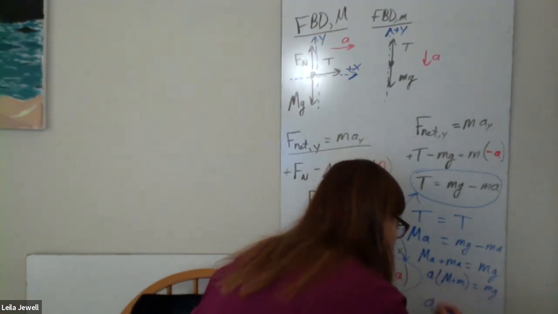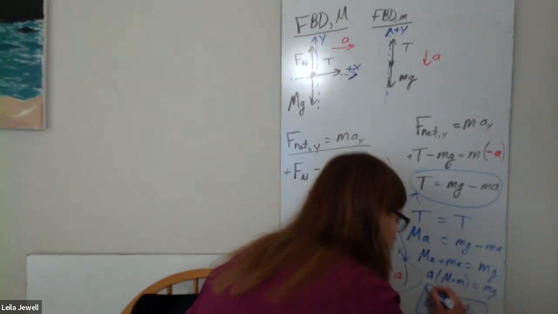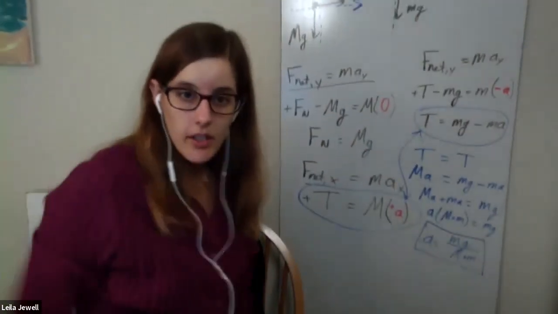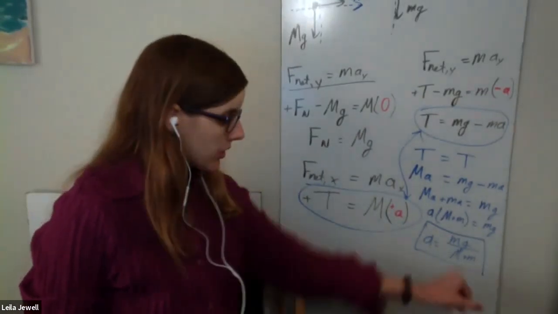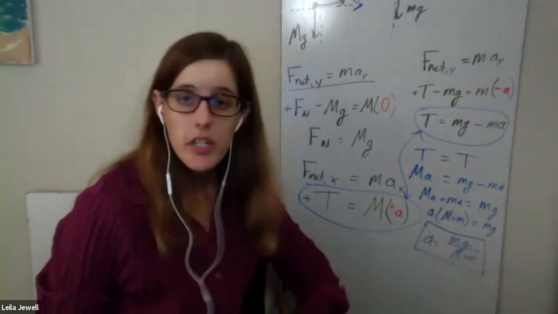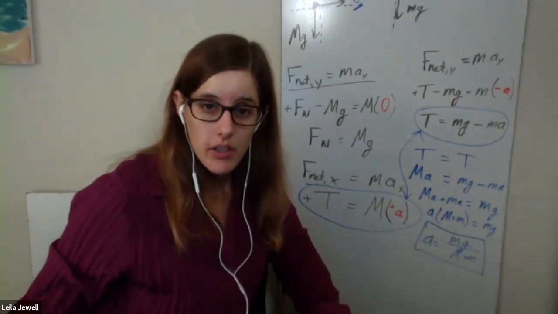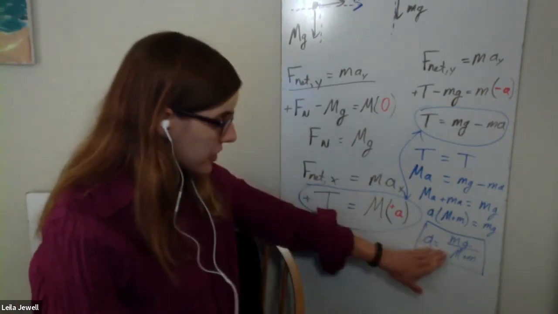And in other words, the acceleration is equal to little mg divided by the total mass, big M plus little m. And so at this point, we can plug into our calculators. We know both of the masses, little m and big M, and g is our positive 9.8 meters per second squared. That will allow us to solve for the acceleration.